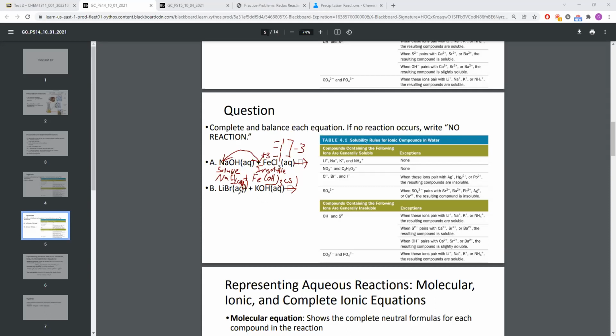And then we go to B. Let's do B as well. Switch the metals. We'll make KBr plus lithium hydroxide. Potassium is always soluble no matter what, aqueous. Lithium is always soluble no matter what, aqueous. Remember, those 6 at the top are always soluble. So no reaction. Nothing happened here. Unless you make a solid, you'll never have a reaction.